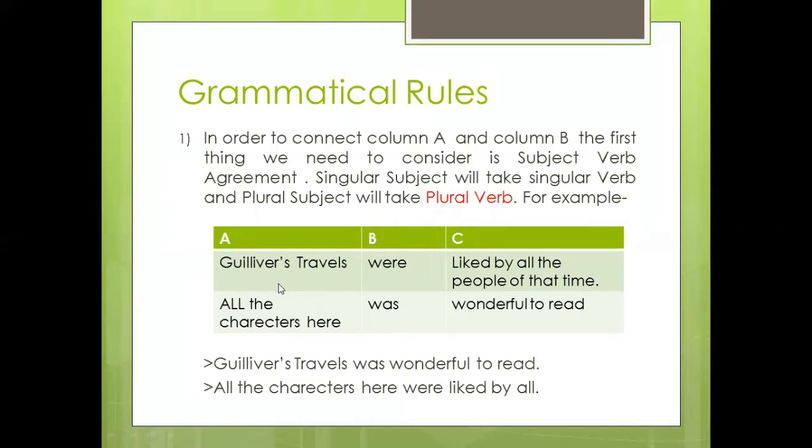There is an example here also. See, in column A, the subject is Gulliver's Travels, and then all the characters here. Although Gulliver's Travels looks like a plural, it is a singular subject, which is the name of a book. So you have to connect it with a singular verb, that is was. Gulliver's Travels was wonderful to read. And then the second one, all the characters here. This subject is plural, so you have to take a plural form of verb. All the characters here were liked by the people of that time.